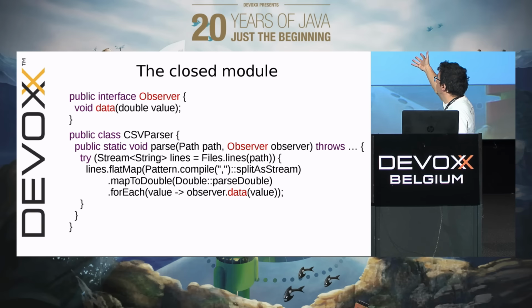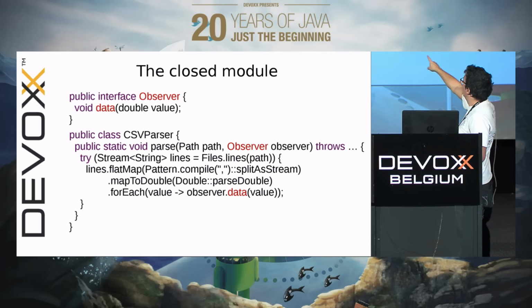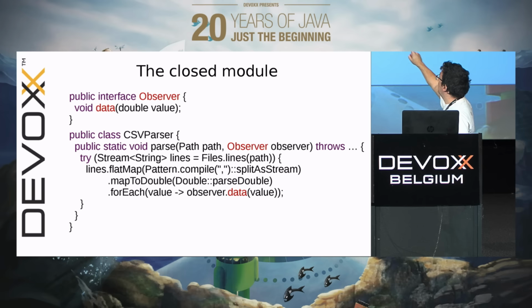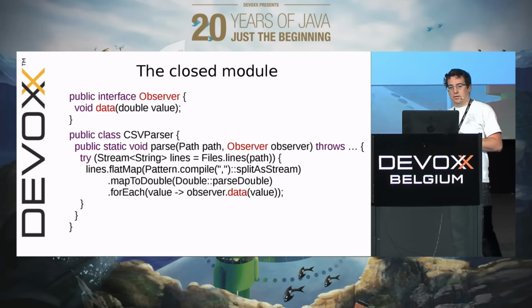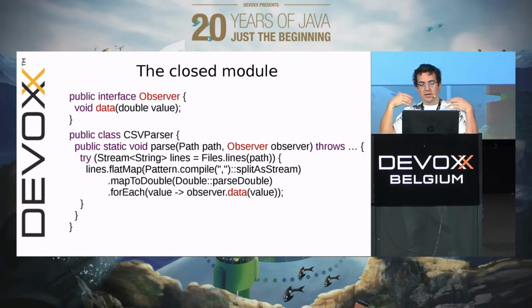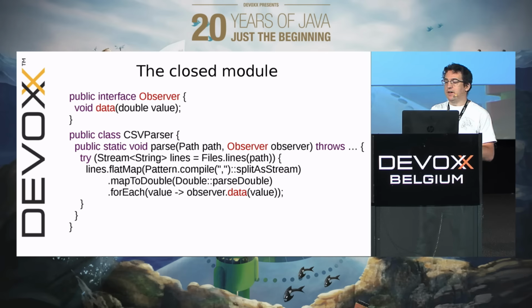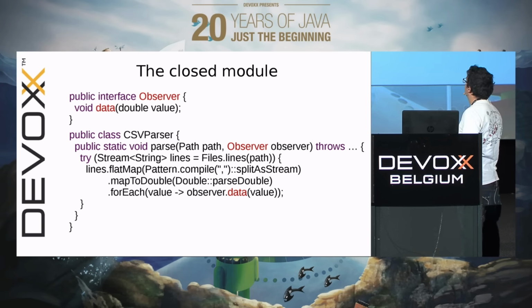So I have already written it. It's just that at the end, instead of calling sum, I will call forEach. And for each value, I will call the method data of my observer. So for each value in my CSV file, it will call the observer. Okay?